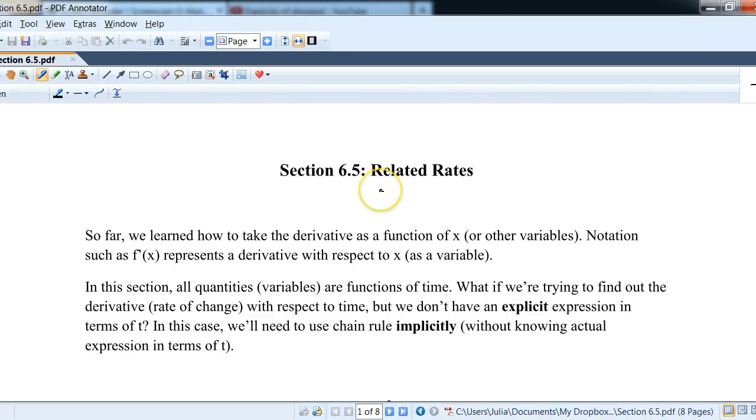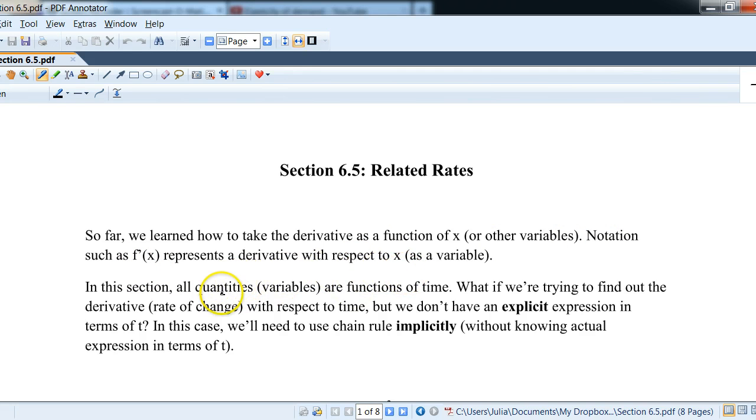In this last application of the derivative, before we get into integrals in the next chapter, let's talk about related rates, which is a little bit unusual because we usually take the derivative as a function of x, or whatever the variable is, and that's why we use the prime notation. So, for example, f prime of x represents the derivative with respect to x.